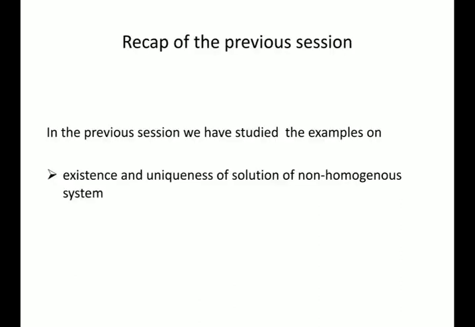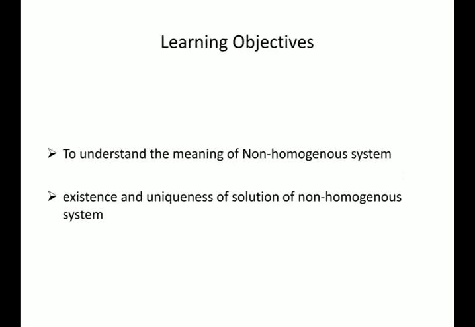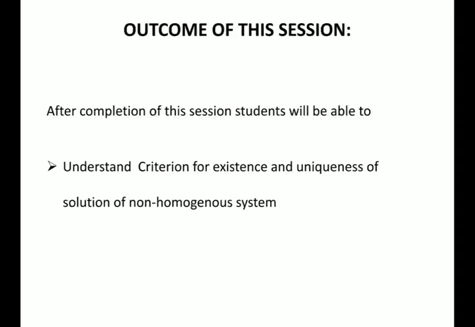In the previous session we studied existence and uniqueness of solution of non-homogeneous systems. The learning objectives of this session are to understand the same. This is a continuation of the previous session, where we saw how to find the solution of a non-homogeneous system of equations. Here also, we are going to study some more examples on the same topic. After the completion of this session, we will be able to understand the criterion for existence and uniqueness of the solution of a non-homogeneous system.